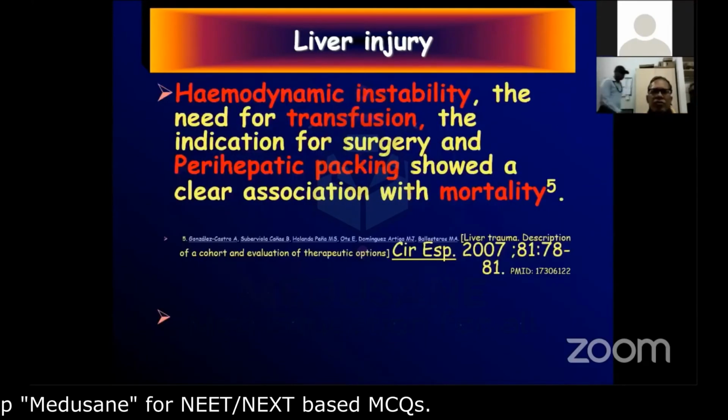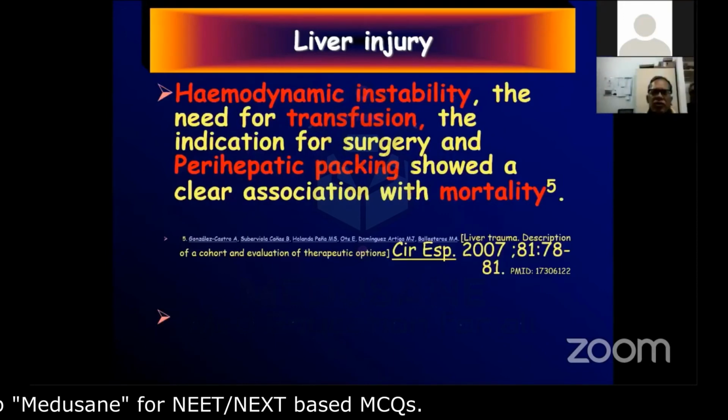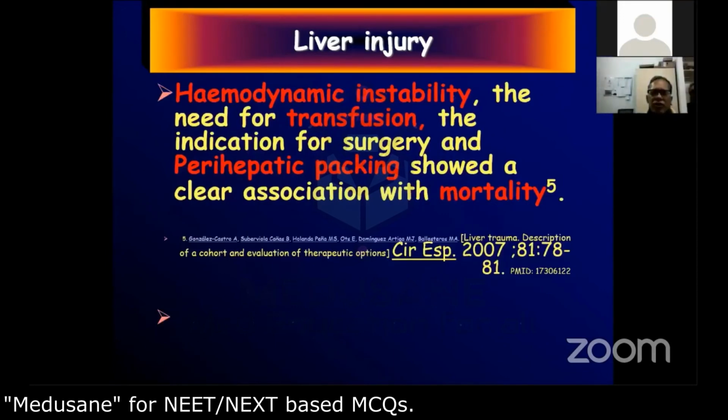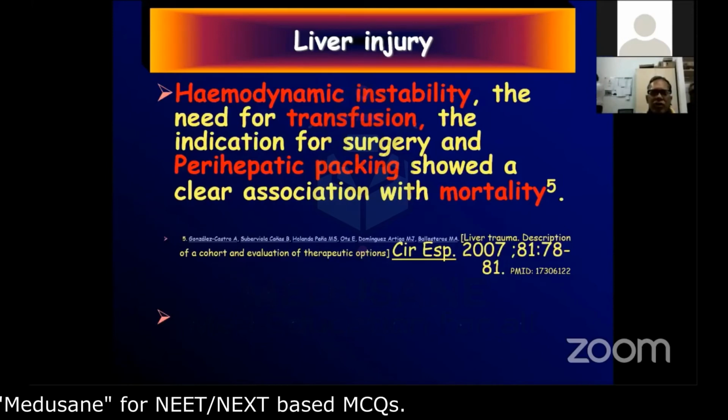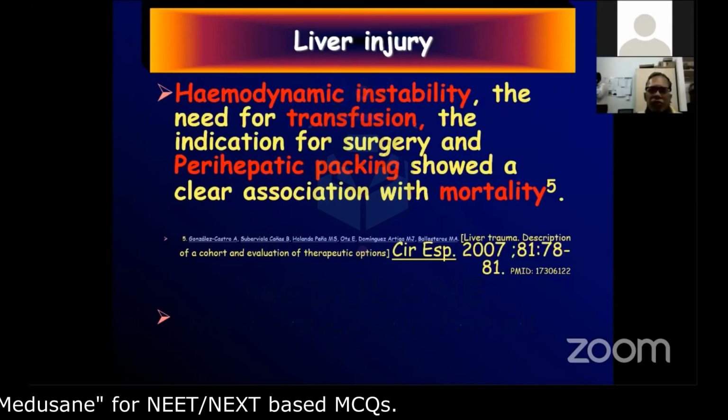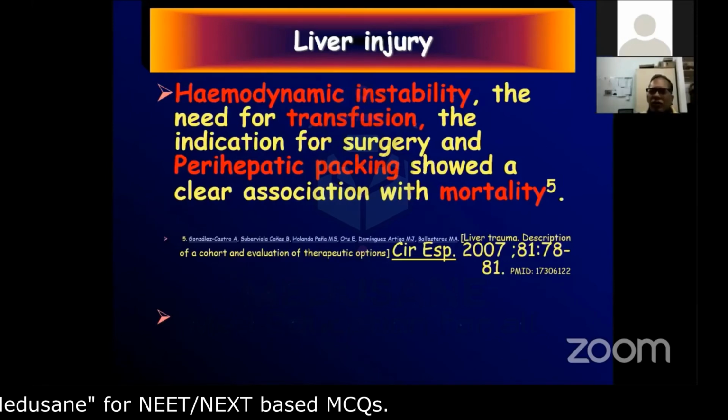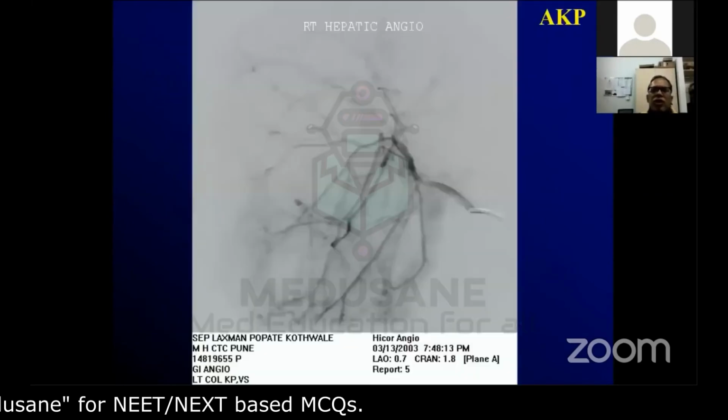Hemodynamic instability and need for transfusion are the indication for surgery, and perihepatic sepsis is clearly associated with mortality. That means if you open up and do perihepatic packing, there are two chances now. One is bleeding, second is sepsis. That is the cause of injury.